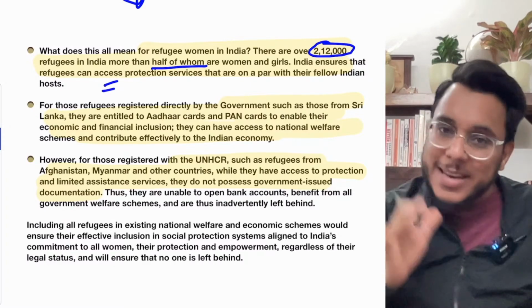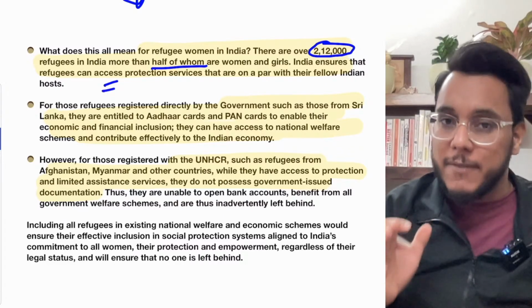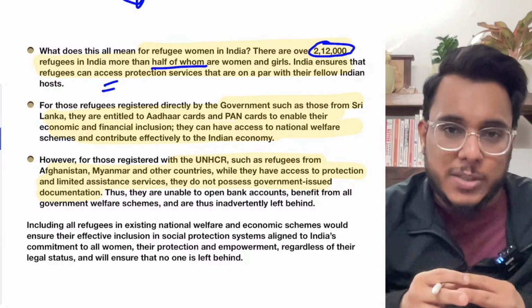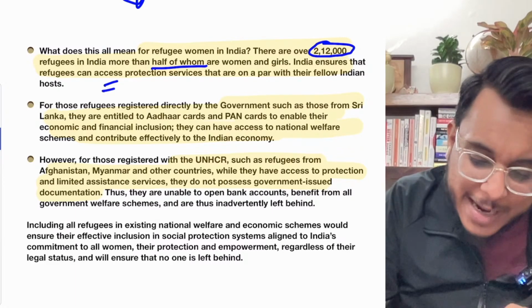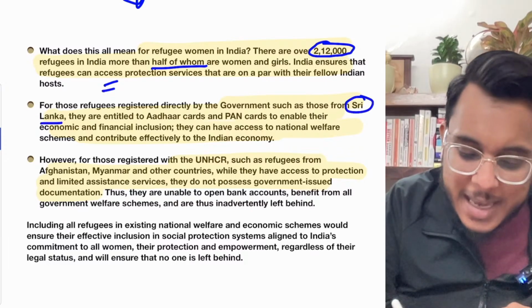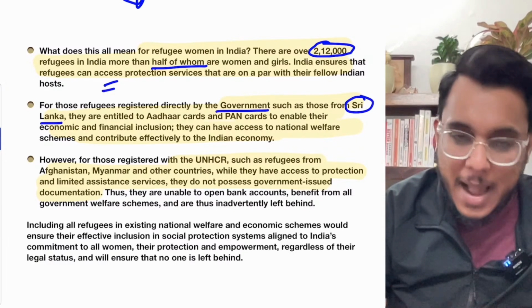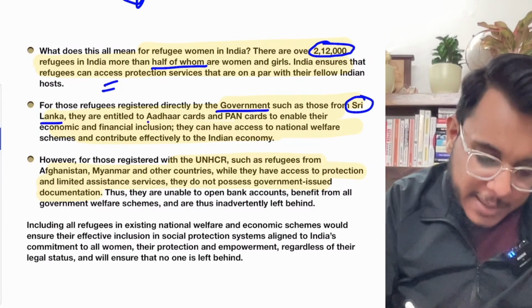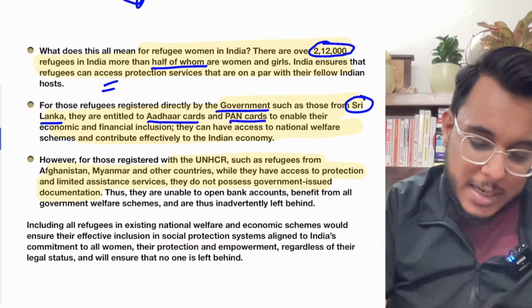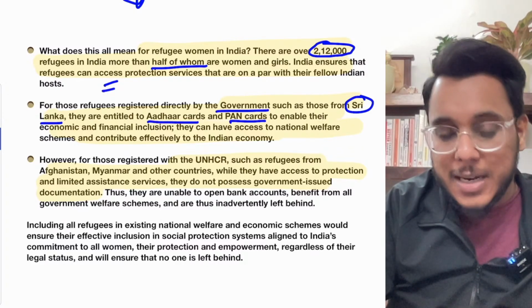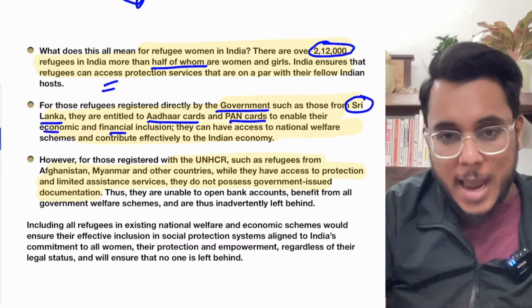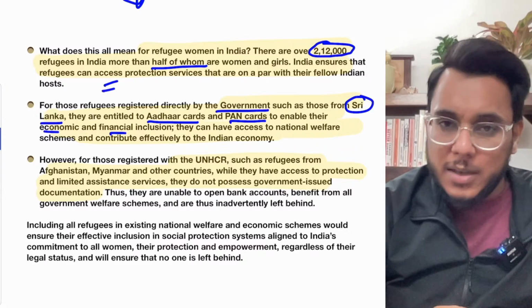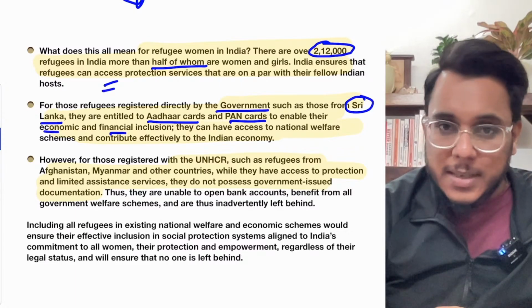Now you see this: India got refugees from many countries. We have Afghan refugees, Sri Lankan refugees, Bangladeshi refugees. First of all, refugees who came from Sri Lanka are registered directly with the government of India, and in a limited capacity they have been given rights too, including being entitled to Aadhaar cards and PAN cards. With these, their economic and financial inclusion can happen, they can get a bank account, and they can enjoy many other entitlements. So this is something we have done.